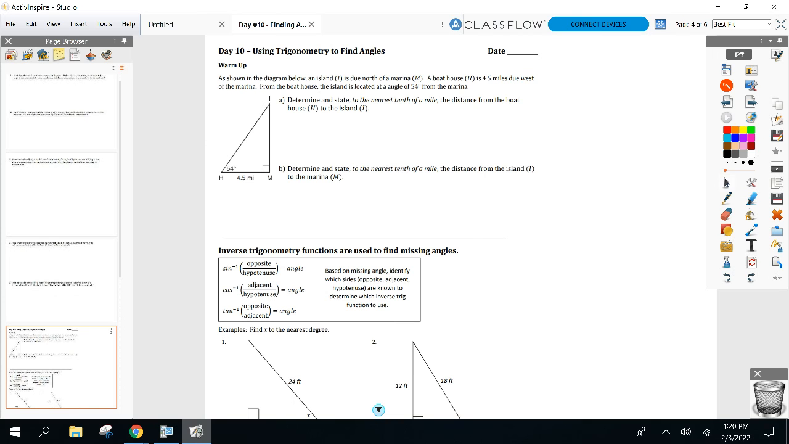Okay, let's start off class with proving to me you know what's been going on in this unit. Two review questions, part A and part B. Go ahead, see if you can do them. This is just basic find a side length using sine, cosine, tangent.